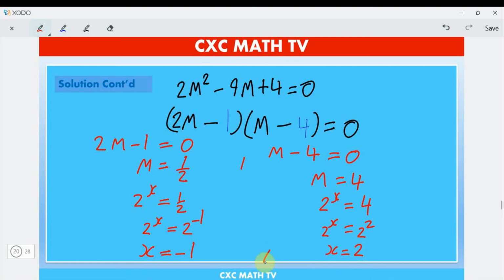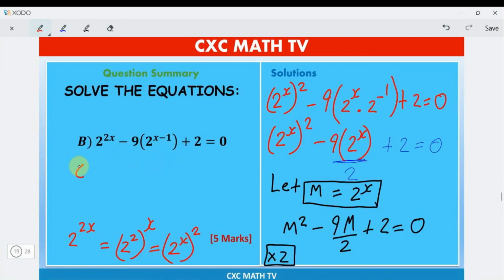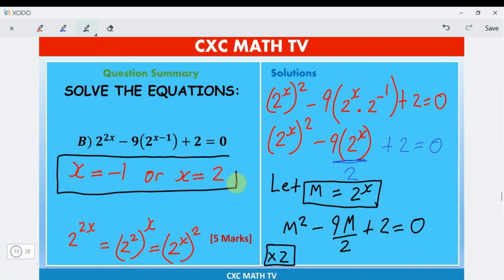So what are the answers? The answers are x is equal to negative 1 or x is equal to 2. Those are the answers. Really nice. Alright, so again, we realize that we went from using the laws of indices, we manipulated it to get to a quadratic, and we solve the quadratic equation. Let's do a couple more.